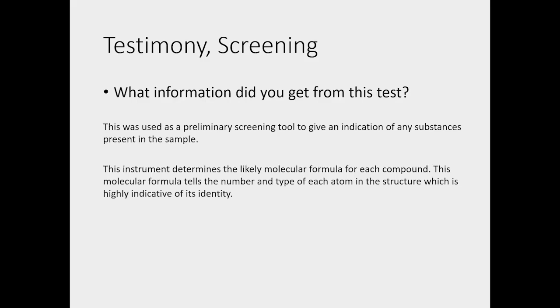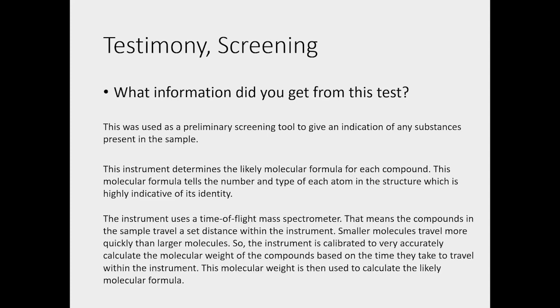Now, if they press me on that, I can go into that the instrument will determine the likely molecular formula, and I'm going to potentially assume that the jury might not know what the molecular formula is. So I could follow that up by saying that the molecular formula tells the number and type of each atom in the structure, which is highly indicative of its identity. You don't necessarily need a big chemistry background to understand that this is not saying exactly what it is, but it's giving a very good idea.